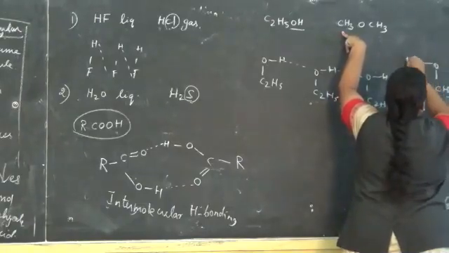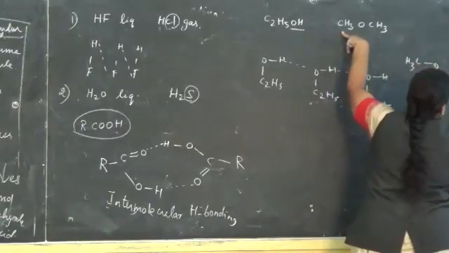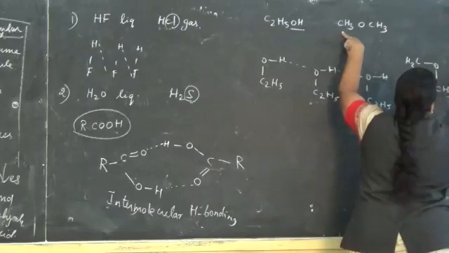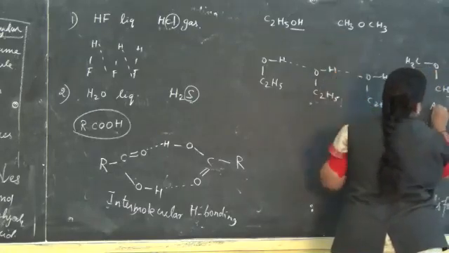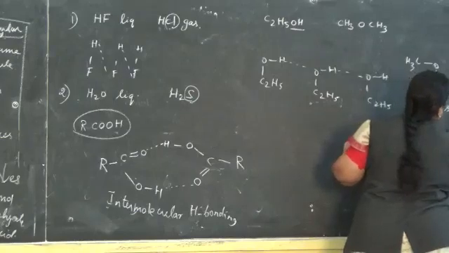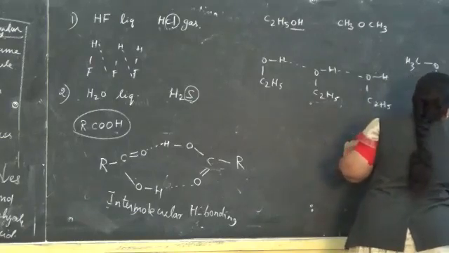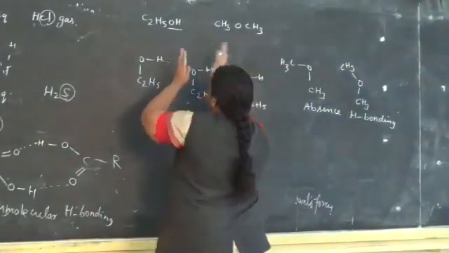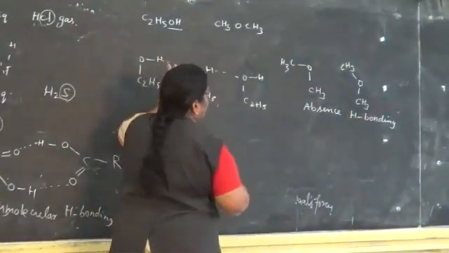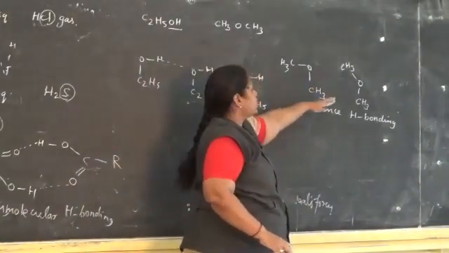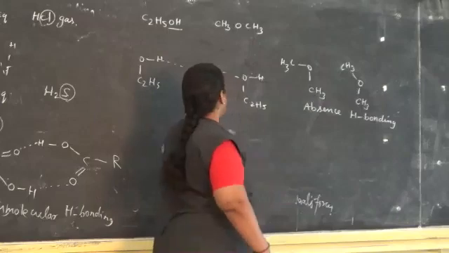CH3OCH3. Another molecule, I write CH3OCH3. Here there is no hydrogen attached to oxygen, so hydrogen bonding is absent. That's why the boiling point of this is lower. For breaking the hydrogen bond, we need more energy. That type of hydrogen bonding is absent here, so it possesses a low boiling point.